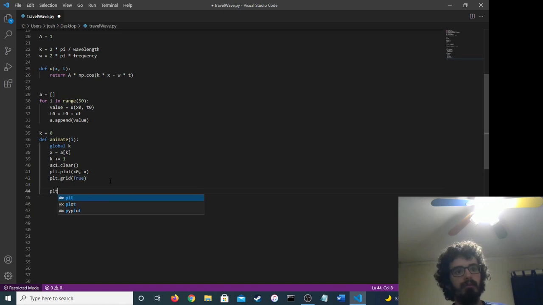We want there to be a grid. Then we set the y limit to -2 to 2. And then this is unnecessary, but we'll do it anyway: x limit minus pi to pi.